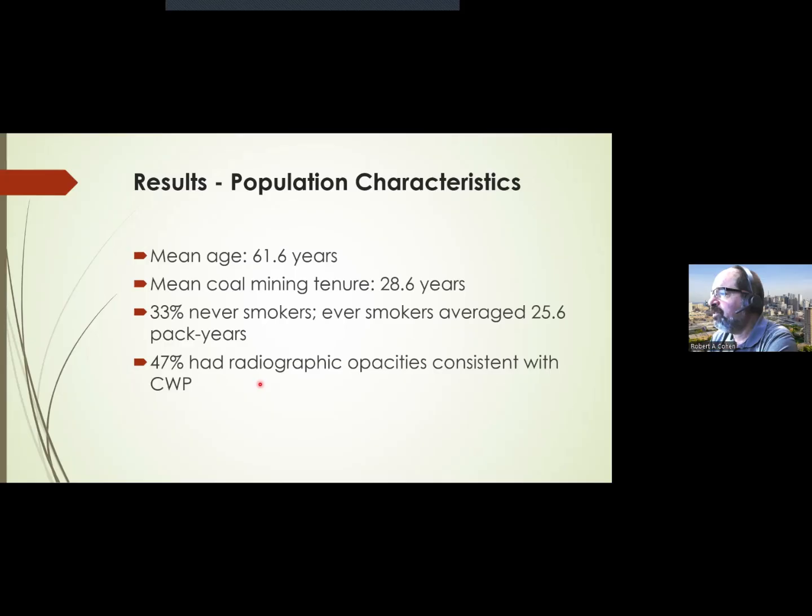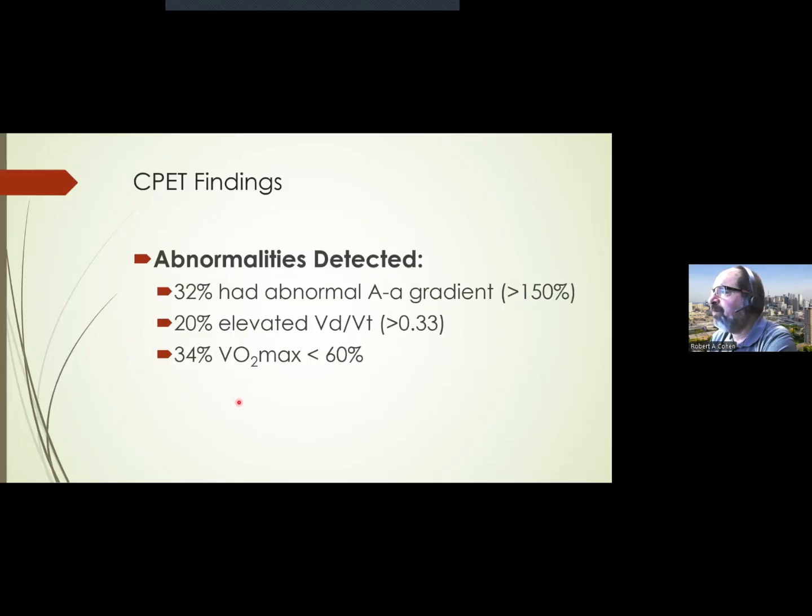And then 47%, which is a pretty high percentage, did have abnormal chest radiographs consistent with coal workers' pneumoconiosis, but over half did not. And so we looked at the population overall just to see what were the abnormalities that were detected in cardiopulmonary exercise testing. 32% of them had an abnormal AA gradient, which we defined as greater than 150% of reference. The wider, the larger your AA gradient, the sicker you are, because that's how the AA gradient calculation works. If you remember that from your MICU rotations or your other rotations.